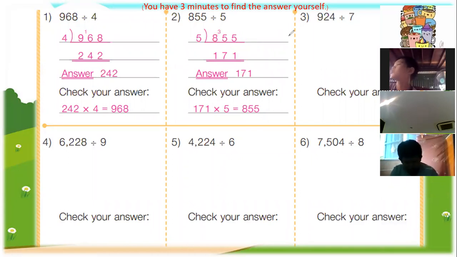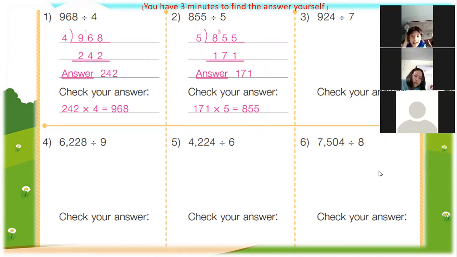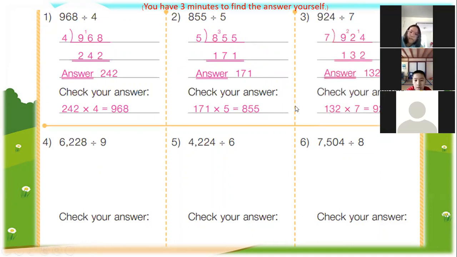Okay, now question number 3. Who is going to tell me? Me. All right, what's your answer? My answer is 132. Very good, 132. So here we do the same.